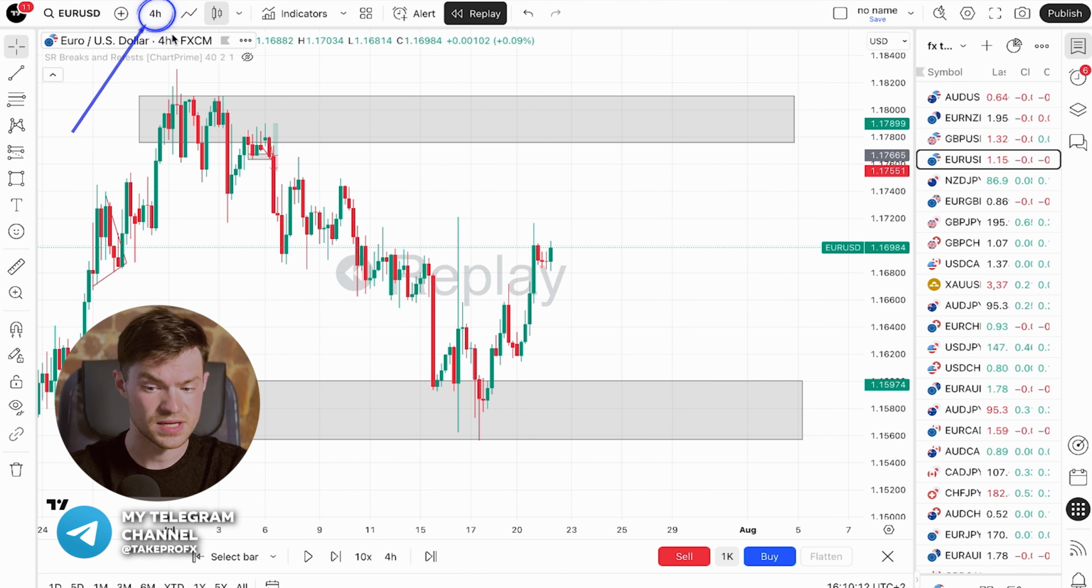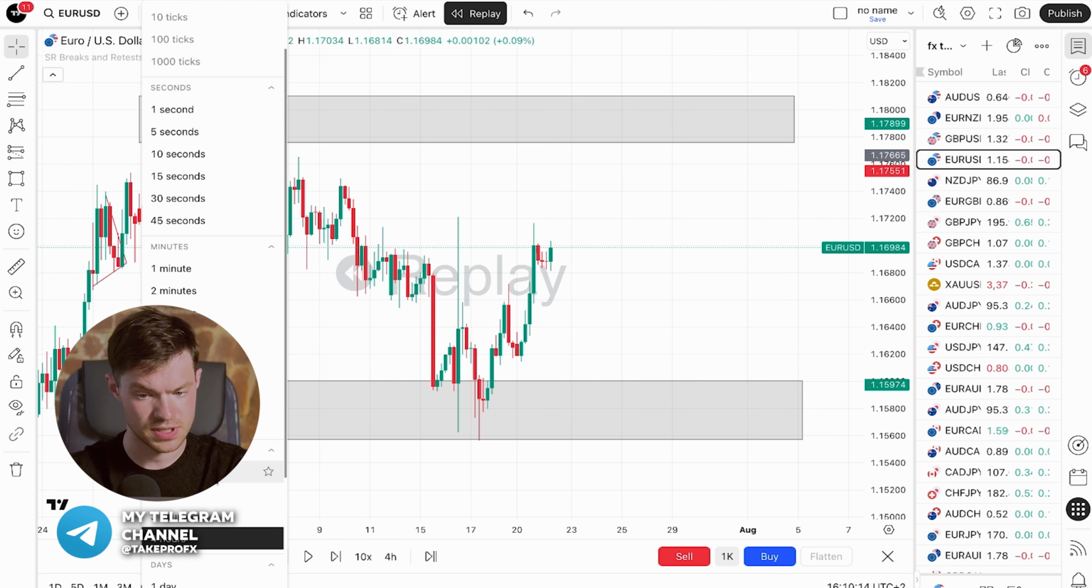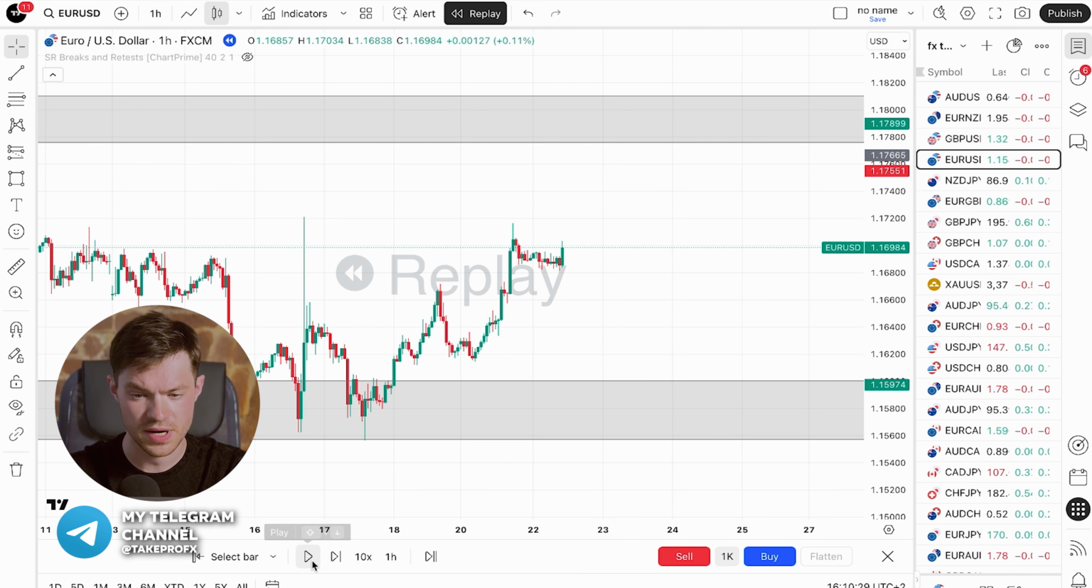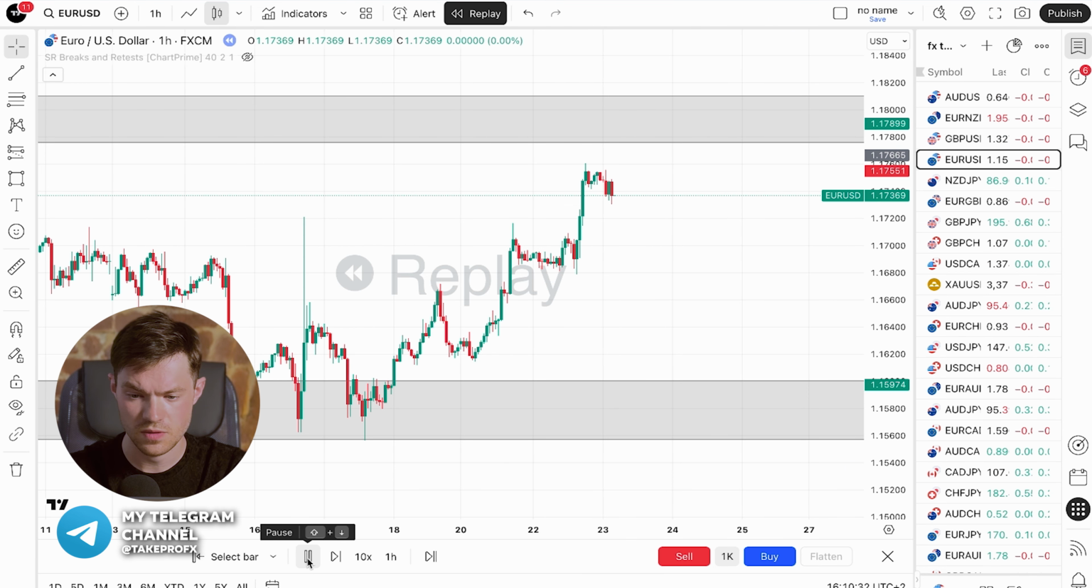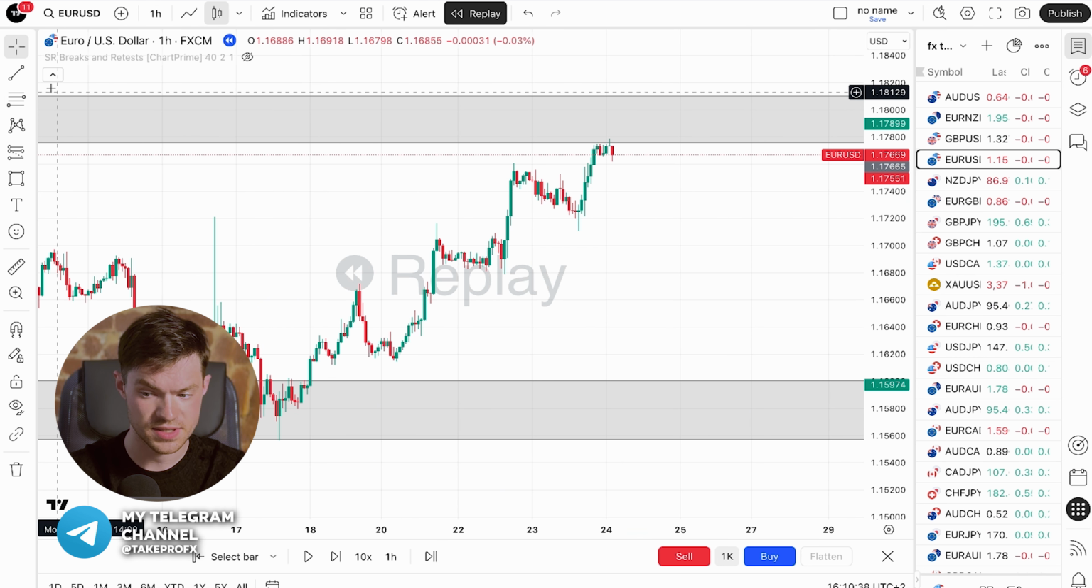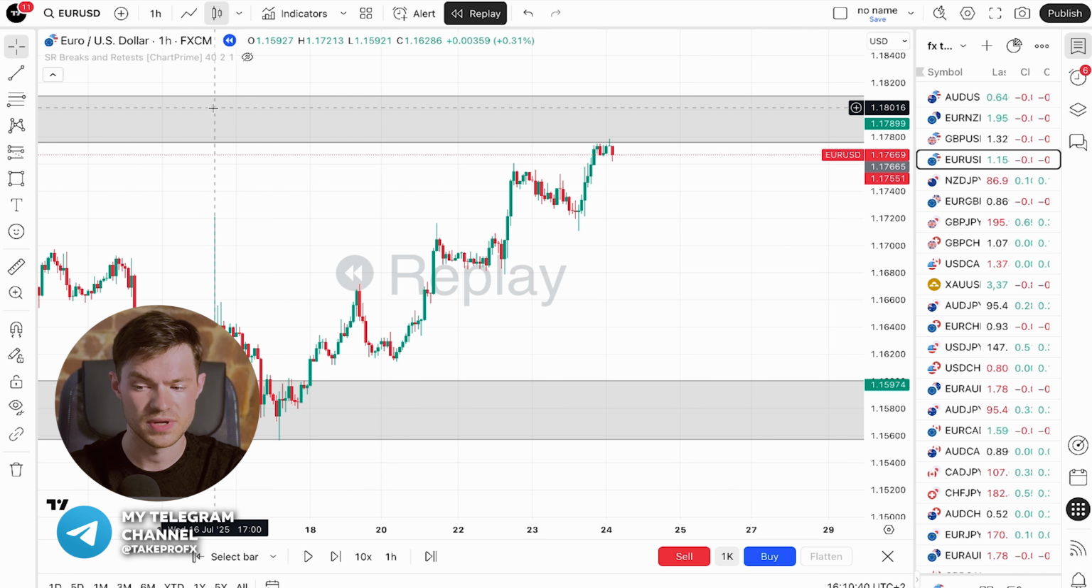Once we have marked the key zones of interest, the next step is to switch to the younger time frame. It is 1 hour, to track the interaction between price and our key levels. Let's rewind the chart until price starts interacting with one of the zones of interest. So as we can see, price has now approached the upper boundary, and our next step in our checklist will be to look for trigger zones for a trend reversal.